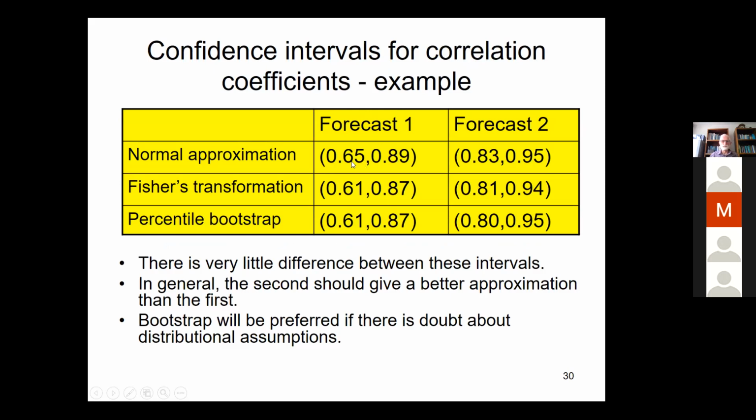There are intervals for the normal approximation. Those are confidence intervals. That's a better approximation. I haven't given a Bayesian one on here. And then the percentile bootstrap one is at the bottom there. And again, the advantage of bootstrap is it doesn't make distributional assumptions.